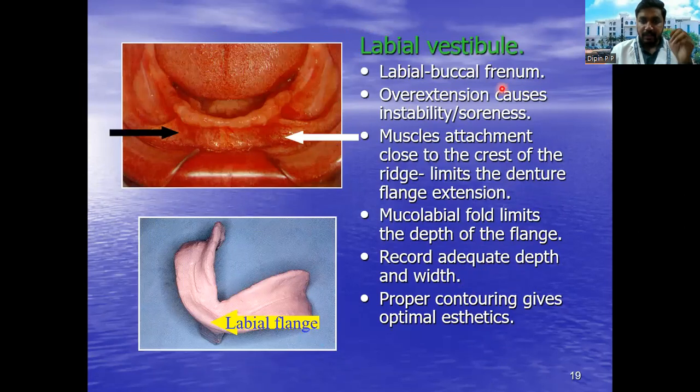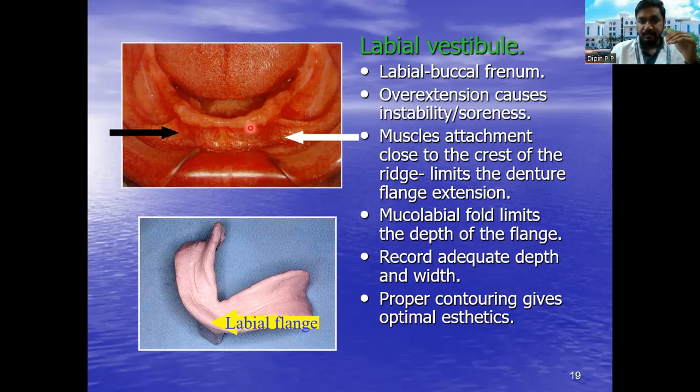Then the labial vestibule. Labial vestibule is seen between the labial and buccal frenum. Overextension causes instability or soreness. The muscle attachment close to the crest of the ridge limits the denture flange extension. Sometimes in the labial vestibule area, there will be a muscle attachment which is close to the ridge. So in those cases, it will limit the denture flange extension. If the muscle attachments are at a much higher level, very close to the crest of the ridge, we will not be able to extend the flange into too much depth.